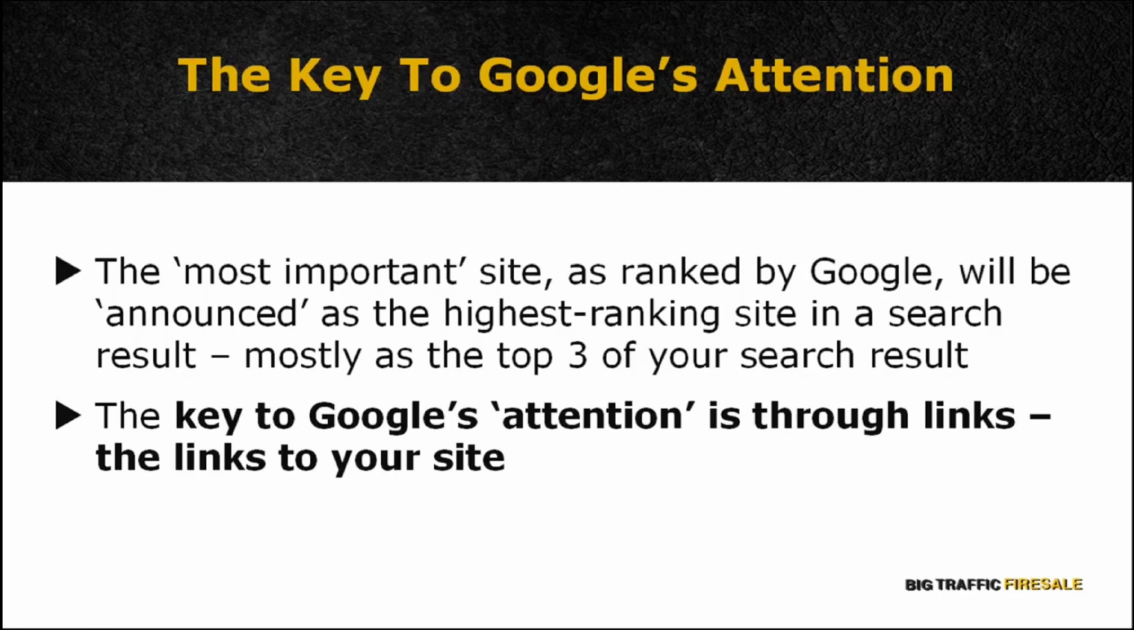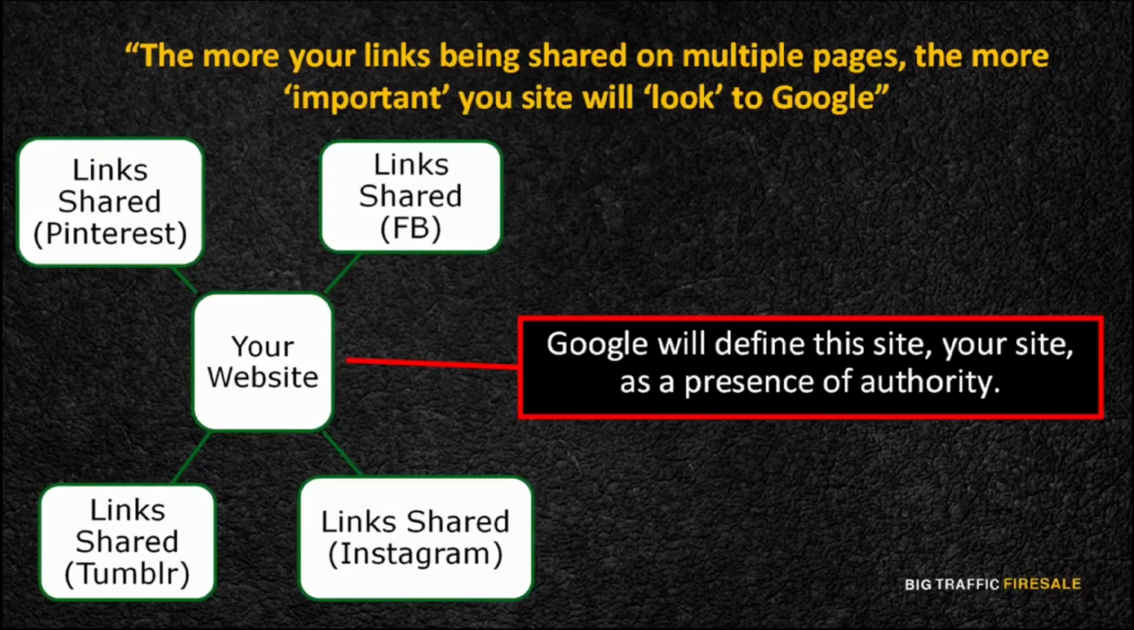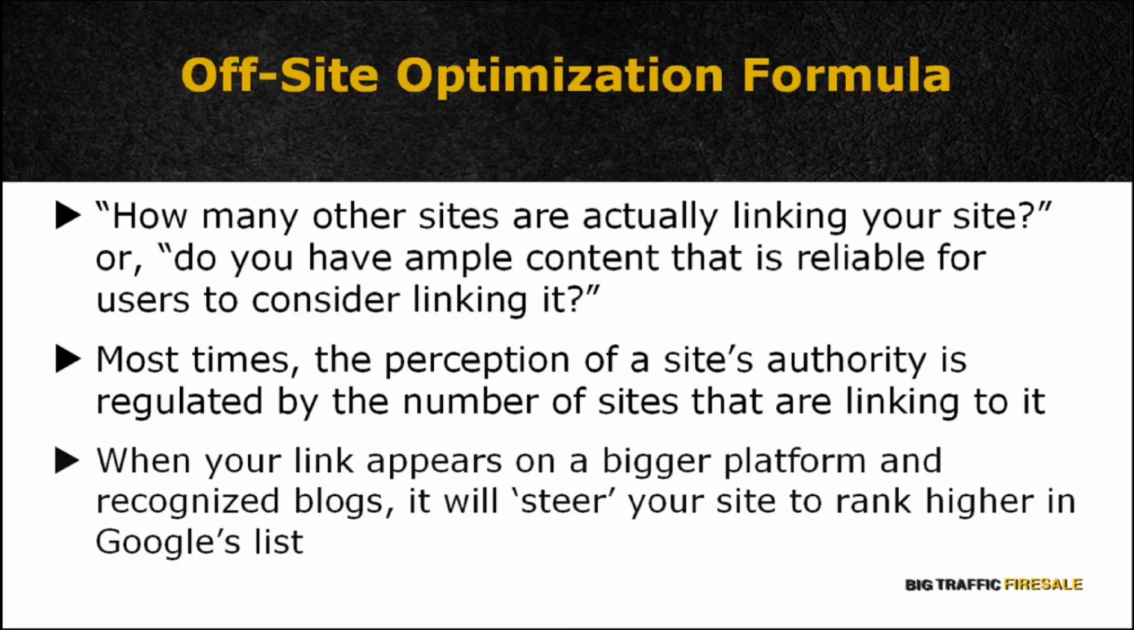The key to Google's attention is through links. You see, the more links are being shared on multiple pages, the more important your site will look to Google. Take a look at this image. Your site is at the center, and you have multiple sites sharing or linking to your site in theirs. Google will define this site, your site, as a presence of authority. The formula sounds simple, doesn't it? Well, not quite, because your real challenge would be: how many other sites are actually linking to your site, or do you have ample reliable content for users to consider linking to it?